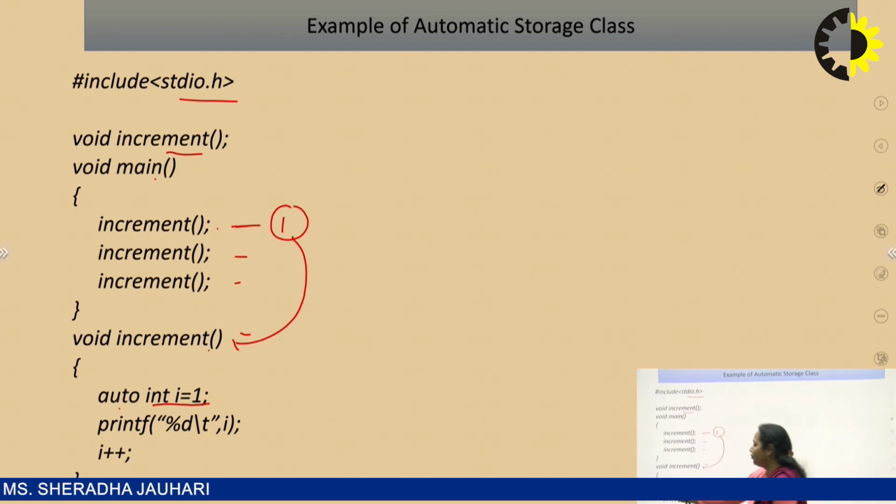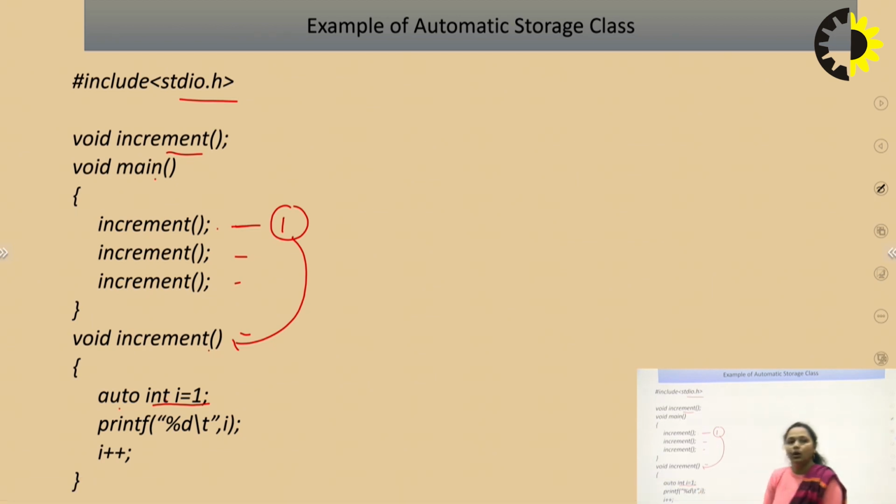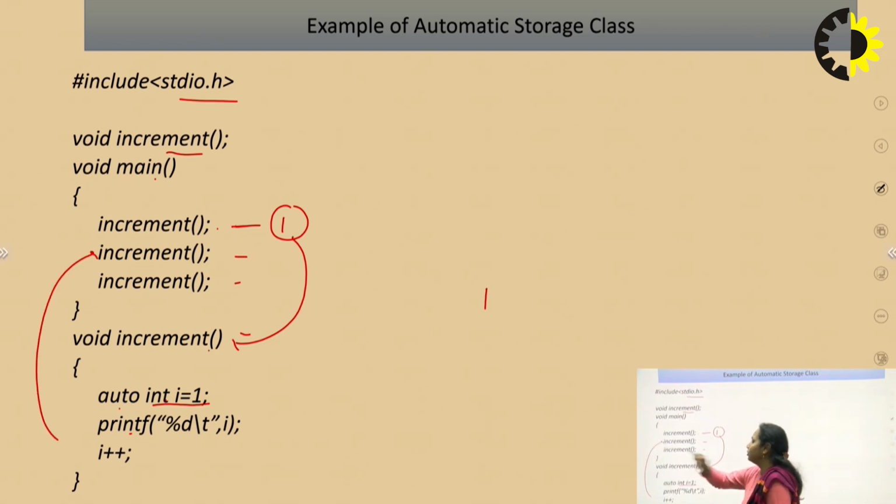And within the definition of increment, it is written int I equal to 1. So I has been initialized with 1. After that, printf %d I, which means whatever value is stored in I will get printed. What will it print? It will print 1. Next is I++, which means an increment of 1 in the value of I. After that, the control will go back to main.